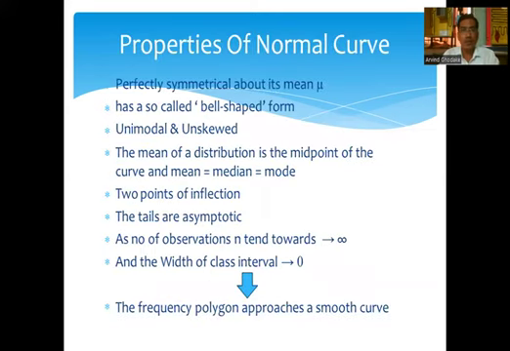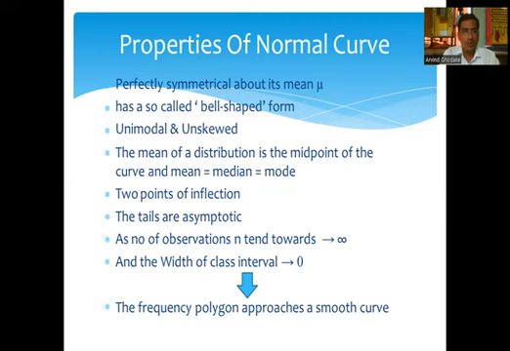Next, properties of the normal curve. There are some important properties of the normal curve. The normal curve is perfectly symmetrical about its mean, that is mu. It has a so-called bell-shaped form, and it is also called a bell-shaped curve. Then it is a unimodal and skewed curve. The mean of the distribution is the midpoint of the curve, and mean is equal to median is equal to mode in the case of a normal distribution curve.